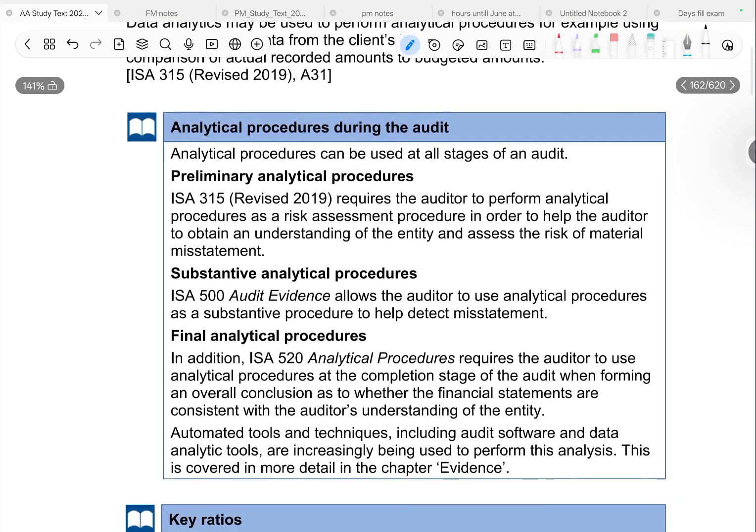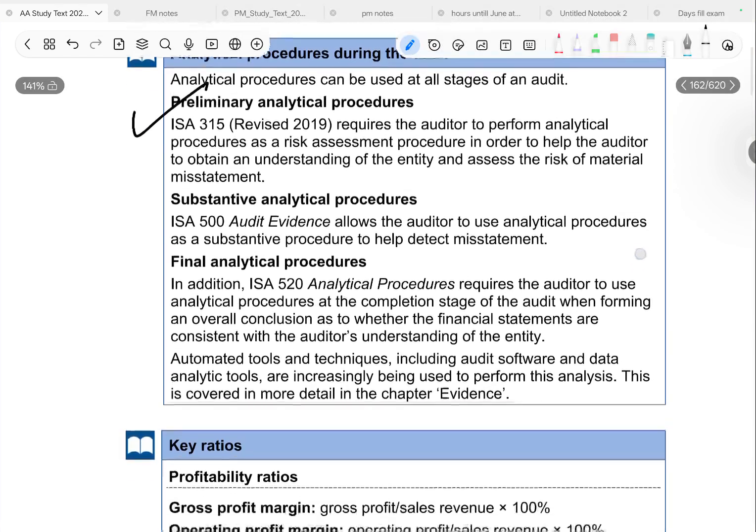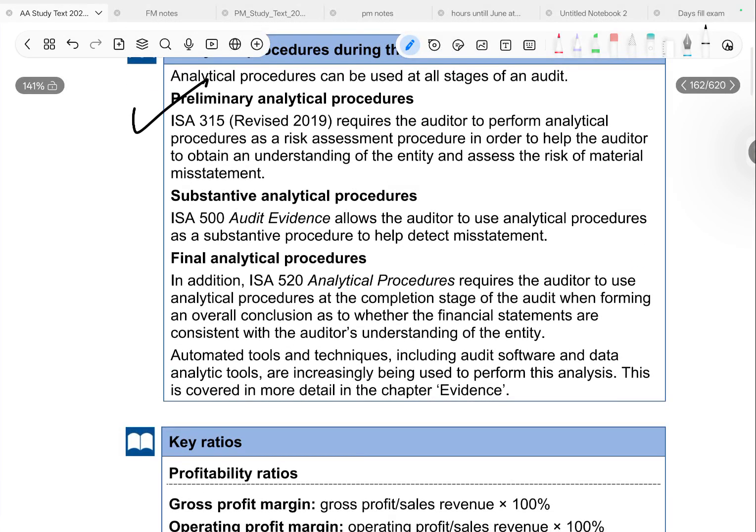First, the preliminary stage. The preliminary analytical procedures are performed during the planning stage. This helps the auditor understand the entity and identify risks of material misstatements. Next, analytical procedures can be used as substantive procedures. In this case, they are used to directly detect misstatements in the financial statements.